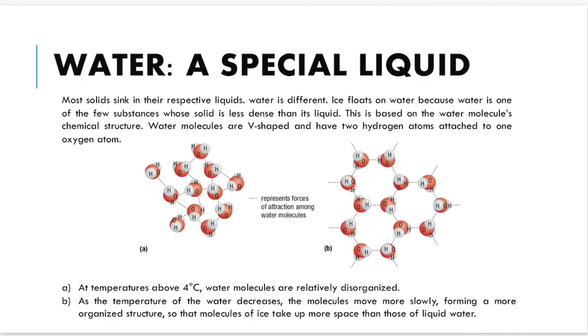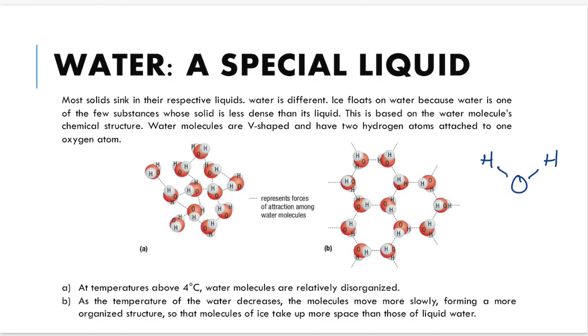So, most solids sink in their respective liquids. Water is different. Ice floats on water because water is one of the few substances where the solid is less dense than its liquid. This is based on the water molecule's chemical structure. Water molecules are V-shaped and have 2 hydrogen atoms attached to 1 oxygen atom. So they tend to look like this, of oxygen and hydrogen, which hopefully you've seen before.